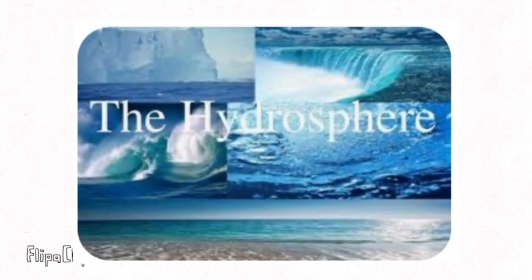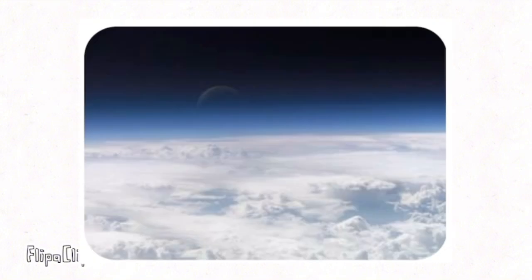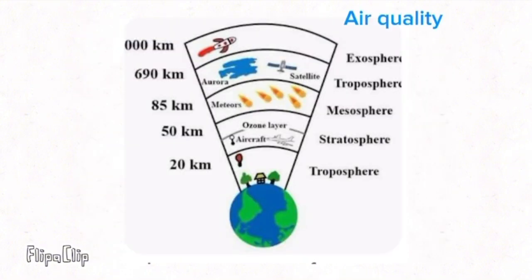Hydrosphere. The hydrosphere is the water. Crystals help by purifying water and helping maintain the overall health of the aquatic ecosystem. Final is the atmosphere. The atmosphere is all the air. Crystals help by purifying and improving air quality. It also has an influence on wind patterns.